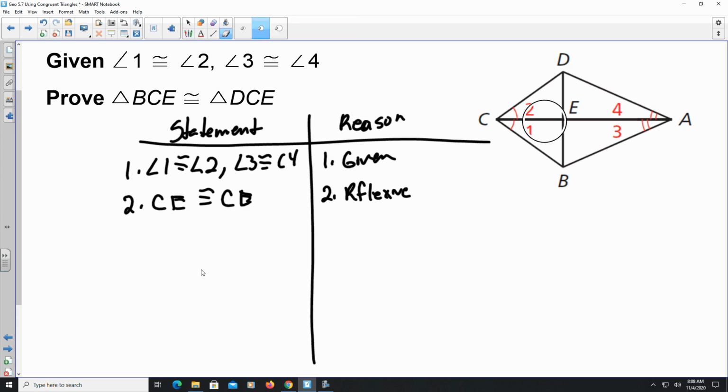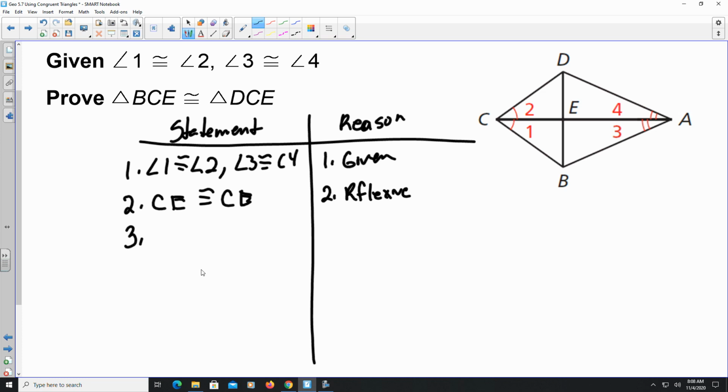You know, some people may think, oh, these angles DEC and BEC must be 90 degrees. Could they be? Sure, but I can't prove that. So what we're going to do here is I believe that I can prove that this triangle here and this triangle here are congruent. By doing that first, I think that'll help us in proving that those two other triangles are congruent.